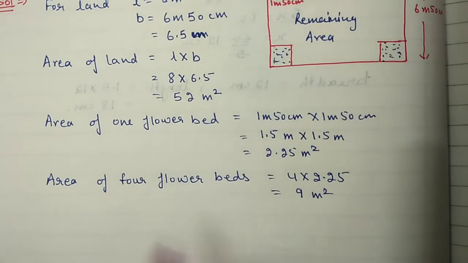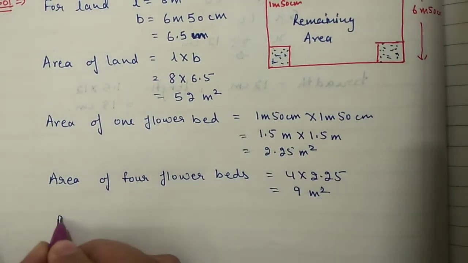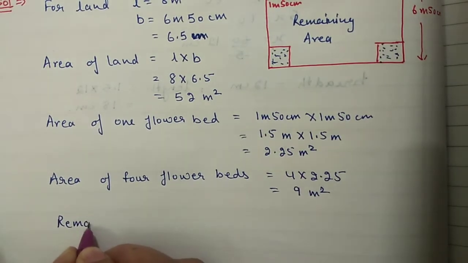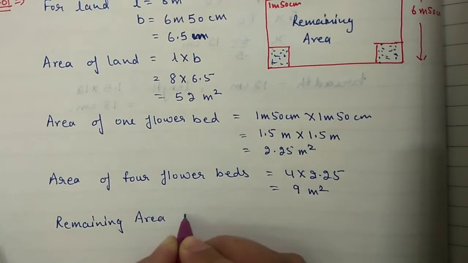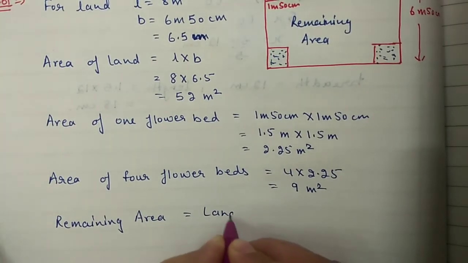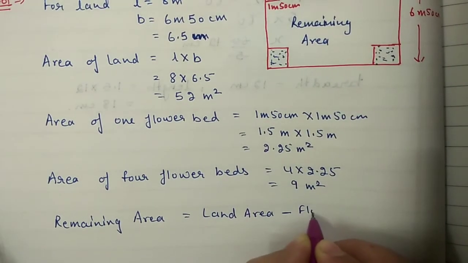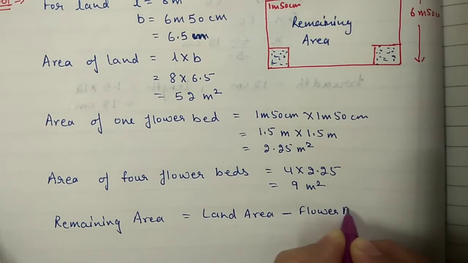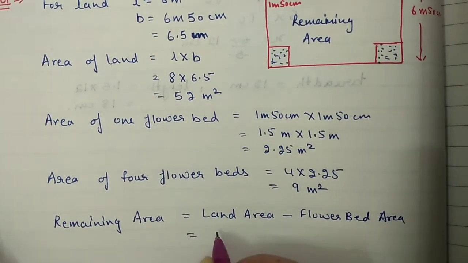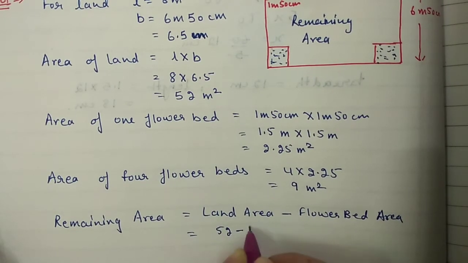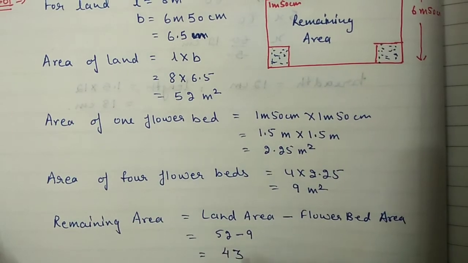Now the remaining area means from the total land we will subtract these 4 flower beds. Remaining area is equal to land area minus flower bed area. Land area total we got 52 and this is 9. 52 minus 9 is equal to 43 meter square.